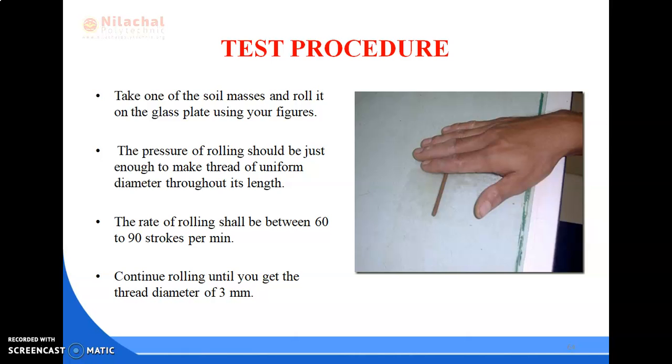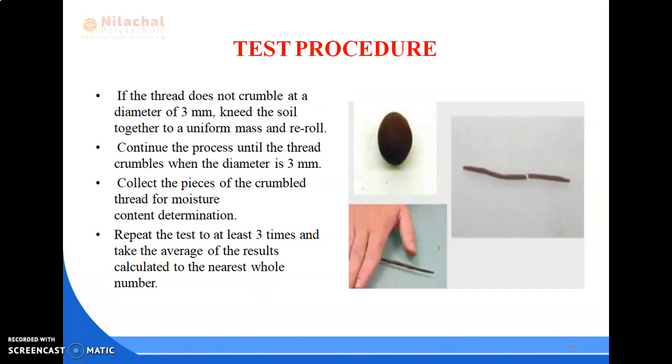This process of rolling and remolding is repeated until the thread starts just crumbling at a diameter of 3 mm, and the crumbled threads are kept for water content determination. And so at least we have to repeat this process 3 times and take the average of the results calculated to the nearest whole number. So this is the whole procedure to determine the plastic limit of the soil.